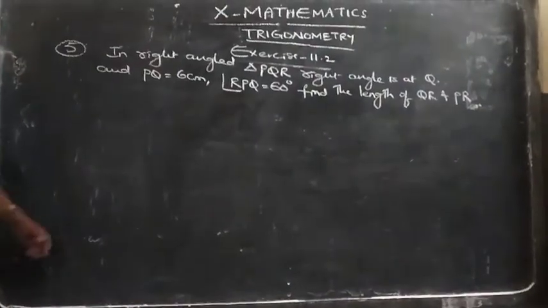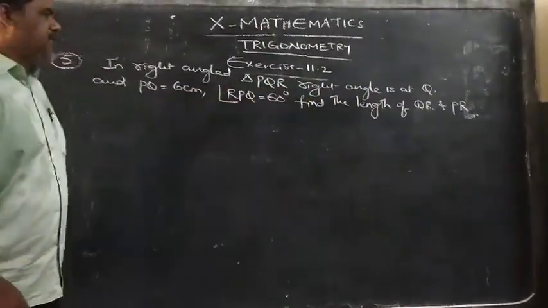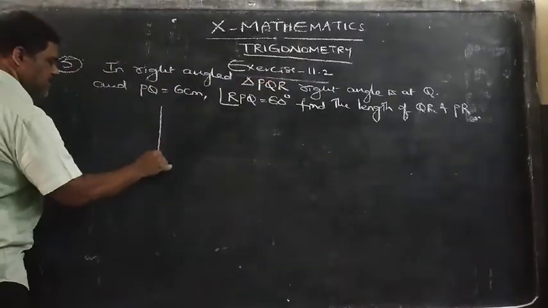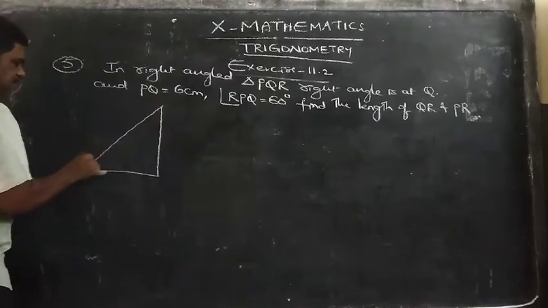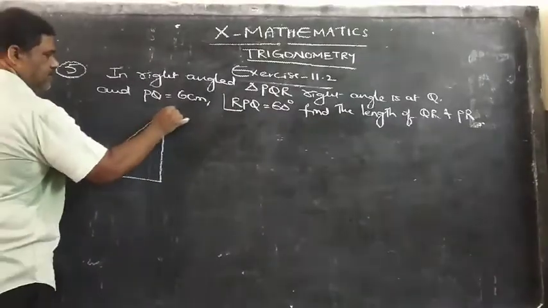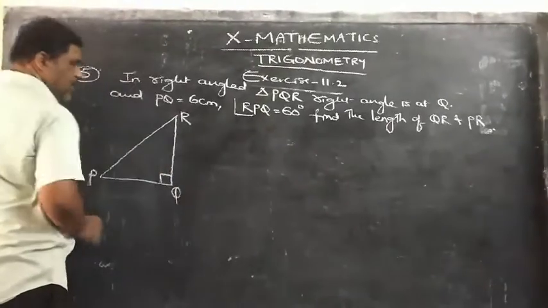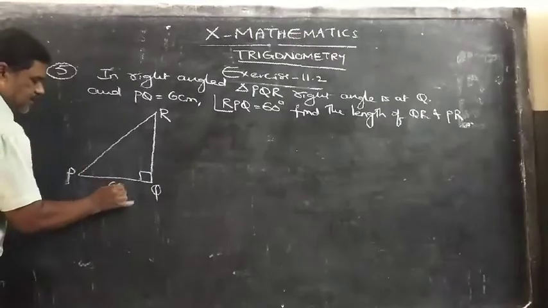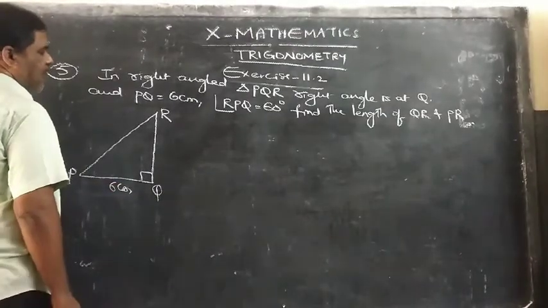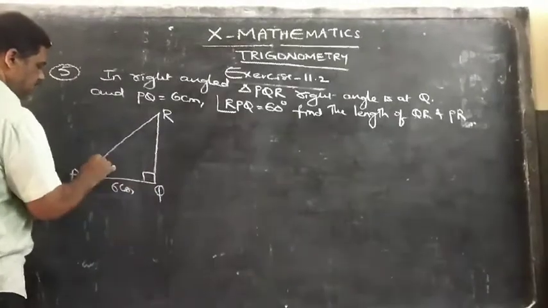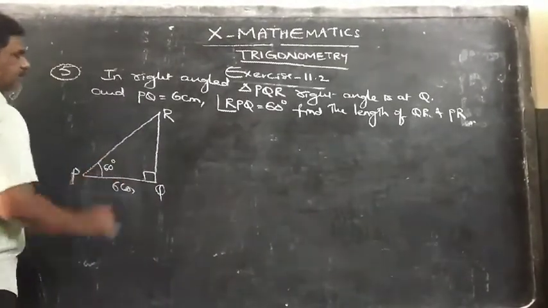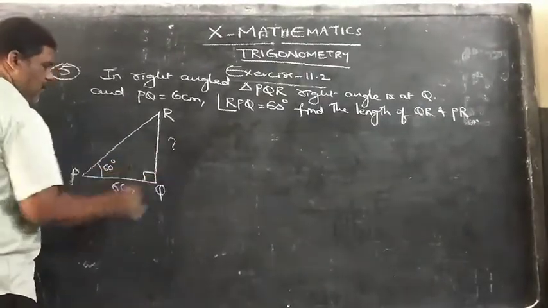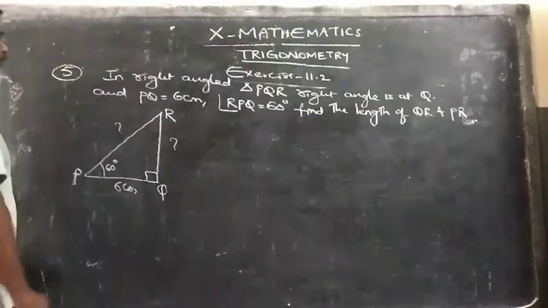So let us construct one right angle triangle using the given condition. In triangle PQR, right angle is at Q. So let us draw one right angle triangle where 90 degrees is at Q. Next, given that PQ is 6 centimeters, and angle RPQ is 60 degrees. Find the length of QR and PR. These two lengths we have to find out.